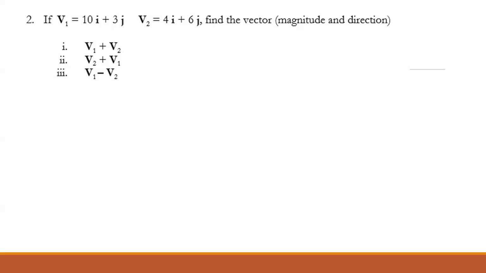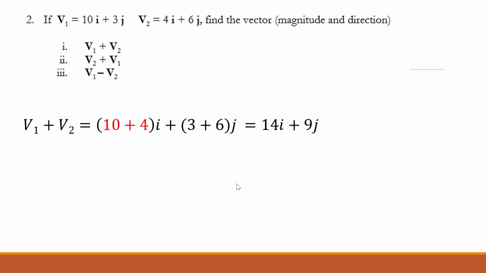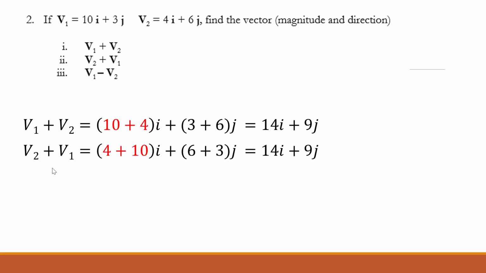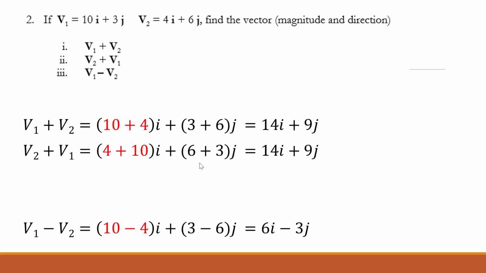When you finish, let me know, okay? I finished. Okay, so let's see. The first one I got 14i plus 9j. Yes. Second one is the same. Yes. But when you do the minus, you get 6i minus 3j. Right. So they're asking you to find the magnitude and the direction as well. So how do you find the magnitude and the direction of these ones now?